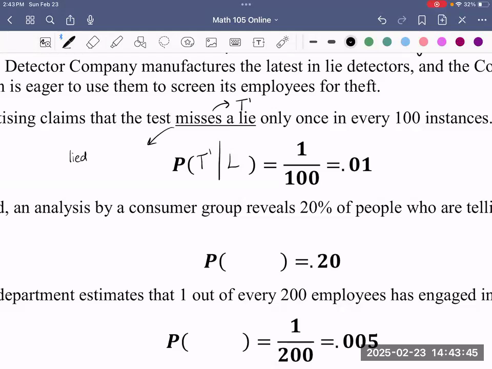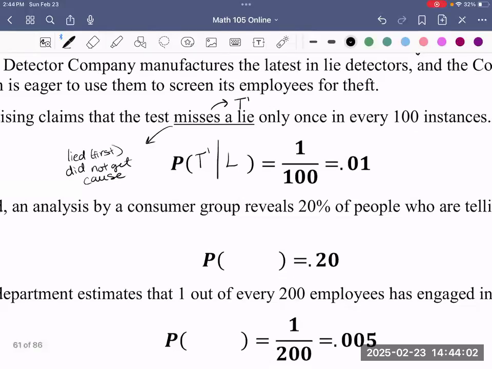Lied is what happened first and did not get caught. Sorry, not the false positive. I was just thinking a little bit too far ahead. I was reading something else instead of false positive, which is therefore our next counterpart.